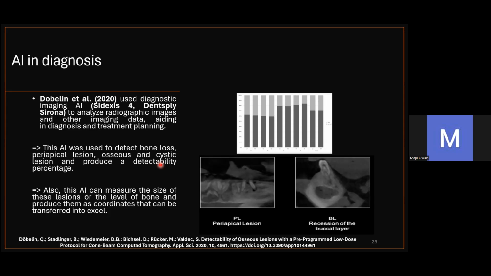This is a detectability percentage, for example, for the existence of a cystic lesion, or if there is a vertical or horizontal loss of the bone. It not only gives you a detectability percentage, it also can measure the size of these lesions or the level of the bone and produce them as coordinates that can be transferred into an Excel sheet.